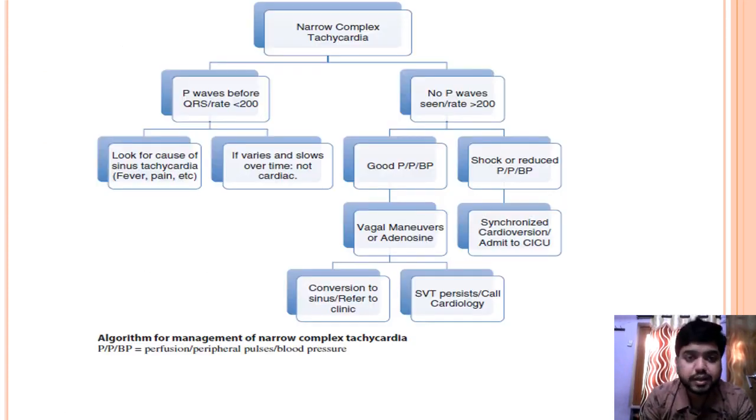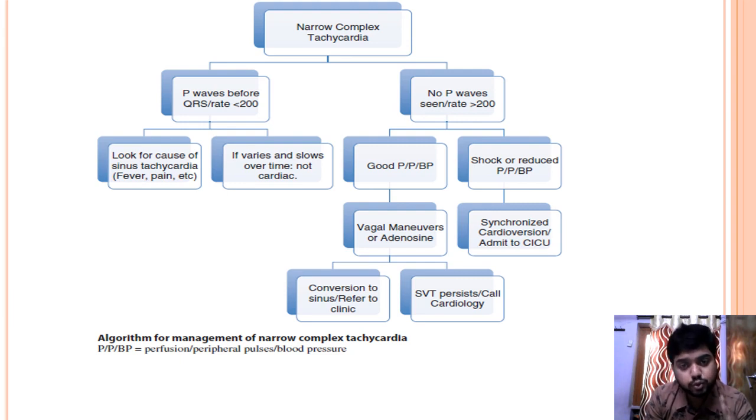So narrow complex tachycardia, wide complex tachycardia: less than 0.09 is narrow complex and more than 0.12 is wide complex. So look for a P wave before QRS, always look for that, because this is how you differentiate narrow complex tachycardia. If there are P waves, look for sinus tachycardia. If it varies over time, definitely not cardiac. If there are no P waves, always remember something is abnormal.